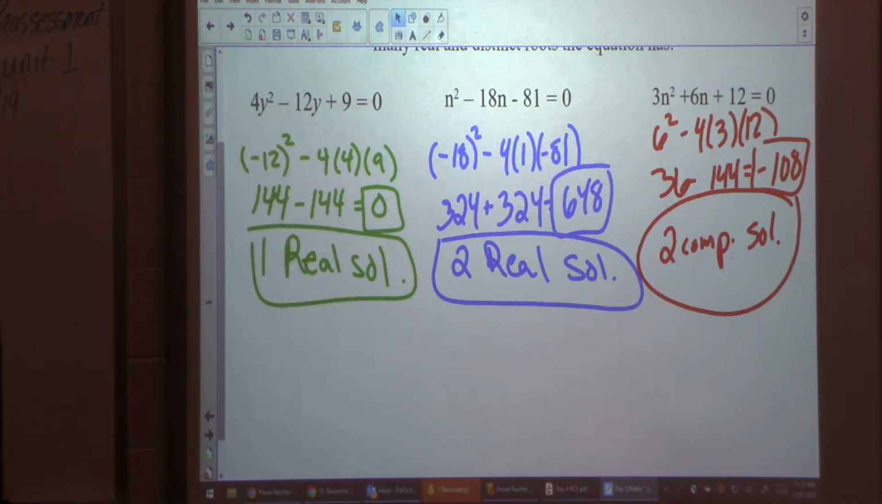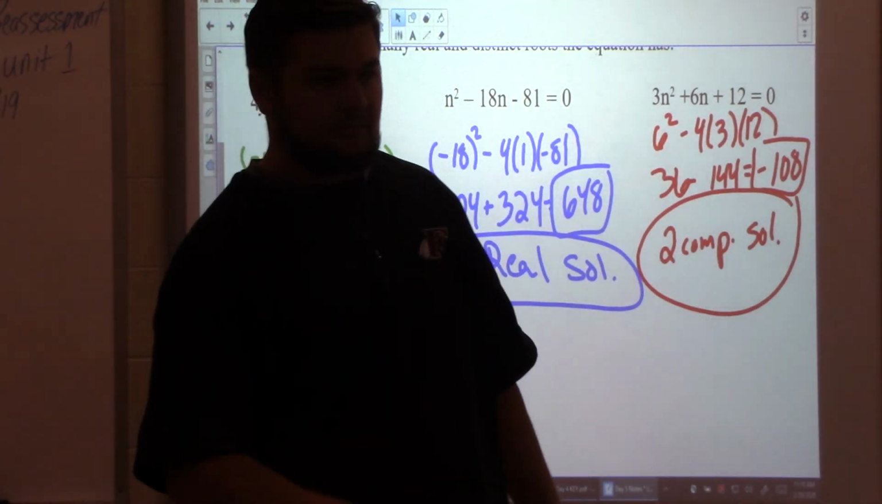Alright, so you can either use your calculator, right? Plot the graphs, see where they hit the x-axis, or you can now use your discriminant to tell that as well. Alright, any questions?